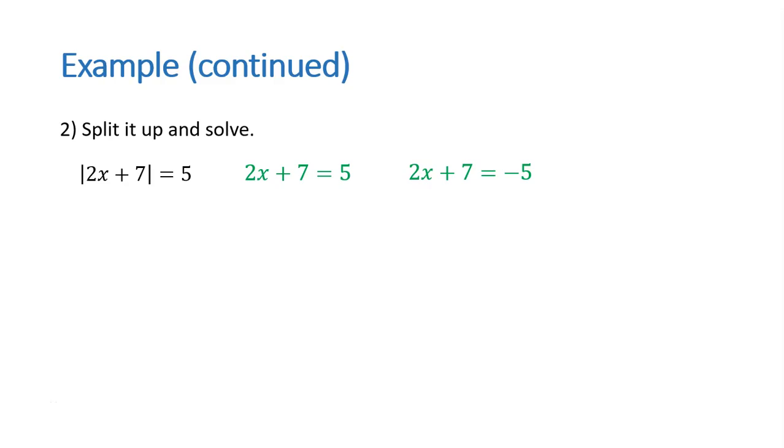2x plus 7 is equal to 5. I've got to subtract my 7 first, and then I divide the 2 out front. I get x is equal to negative 1.